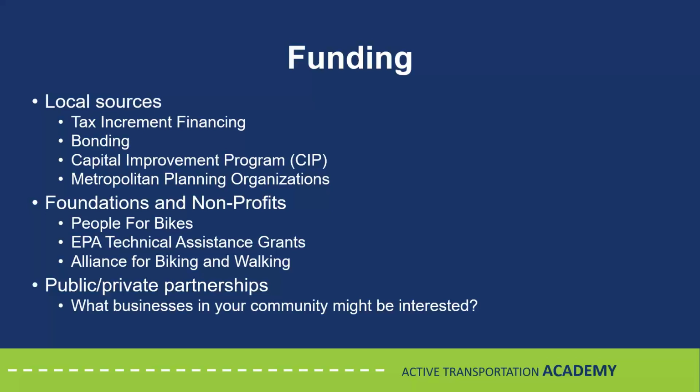Beyond the federal and state funding, the local sources of funding would include tax increment financing or TIF, bonds, and your capital improvement programs. There would also be foundations and nonprofit sources, and public-private partnerships may be a possibility, for example, if there are businesses in your community that might be interested. And so there are some national foundations and nonprofits that are listed there. There are also maybe local ones, perhaps for example, there have been a number of projects on painted crosswalks or other sort of innovative projects that utilize local nonprofits.